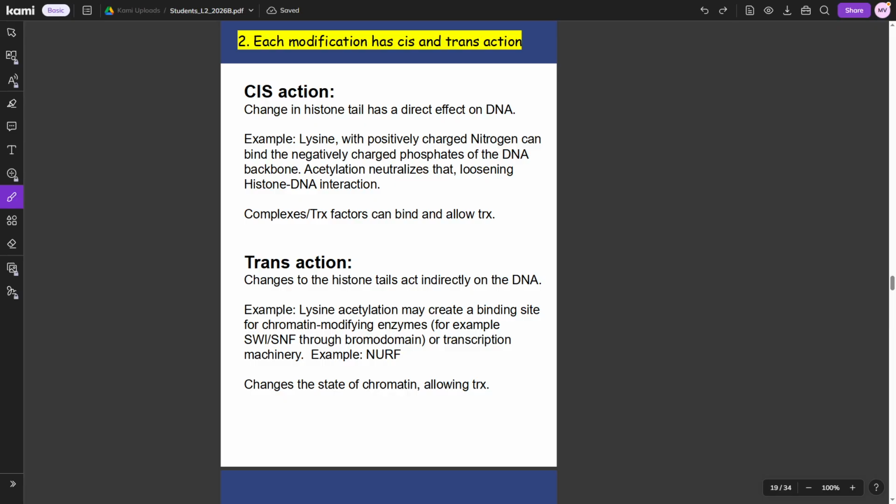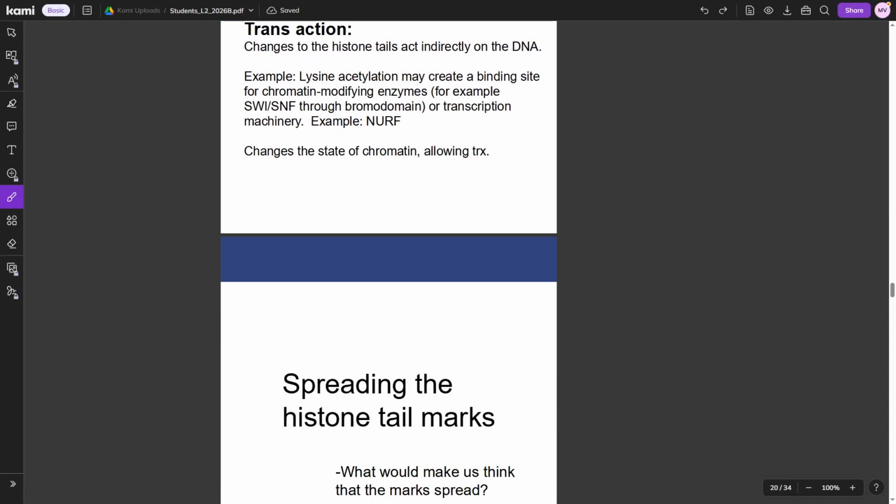So you're going to modify the histone tail, and then another enzyme is going to come in, and that enzyme will have an effect on the DNA. Maybe that enzyme will modify the DNA and change its chromatin state so it can allow transcription or something like that. So it's like a secondary effect for trans actions.